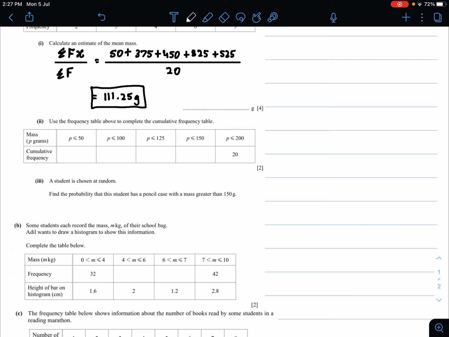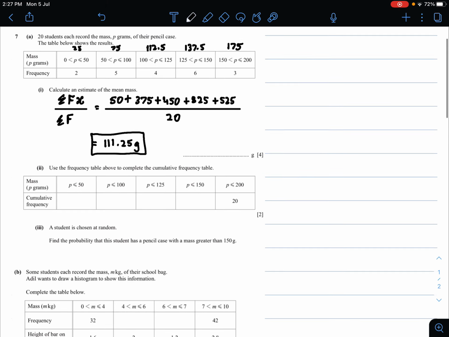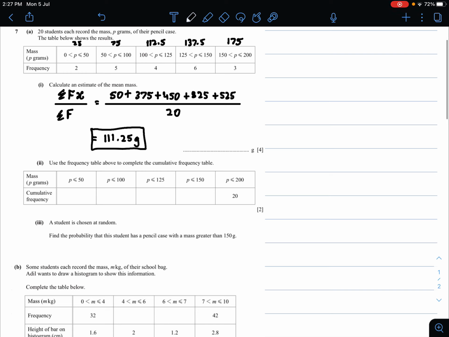Use this frequency table above to complete the cumulative frequency table. So what they mean is, suppose they are asking for the frequency less than 50, so that would be 2, as they've given here. Less than 50 the frequency is 2. Less than 100, right here, the frequency would be 2 plus 5, so that would be 7.